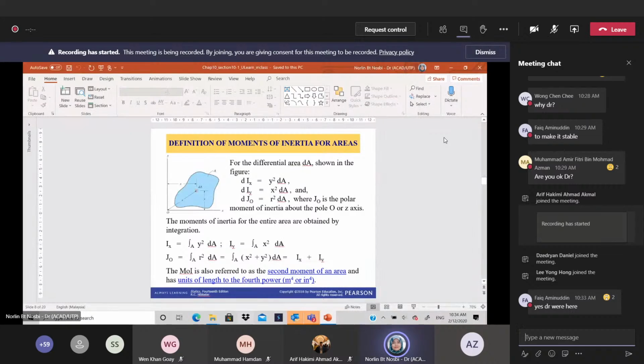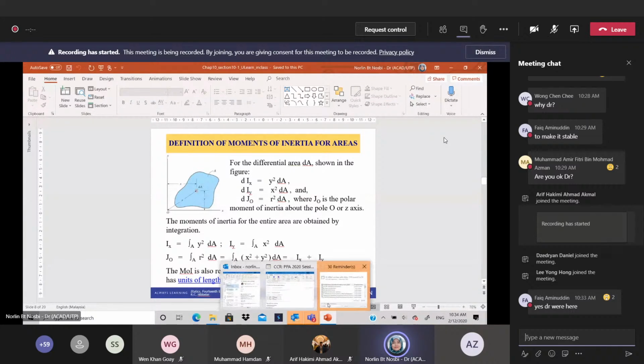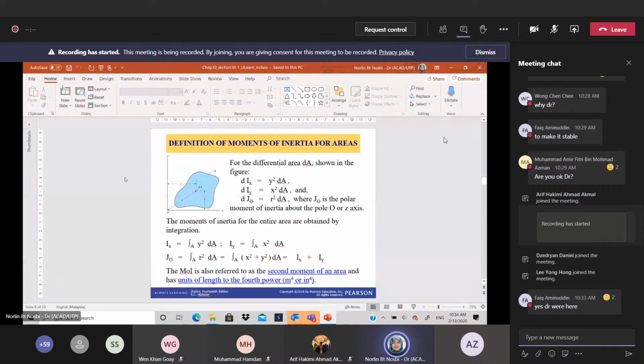Okay, for moment of inertia, these are the important formulas that you need to memorize. Moment of inertia for the x-axis is equal to the integration of y squared dA, for the y-axis it is the integration of x squared dA, and this one is for the z-axis. You must memorize these, and don't forget to write the unit. Each unit will give you 1 mark.